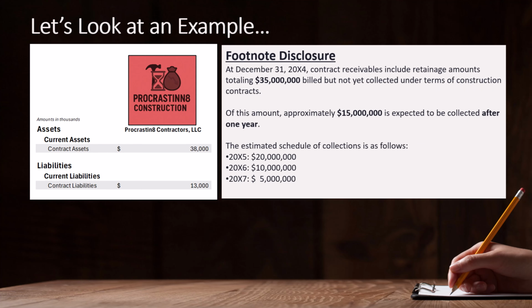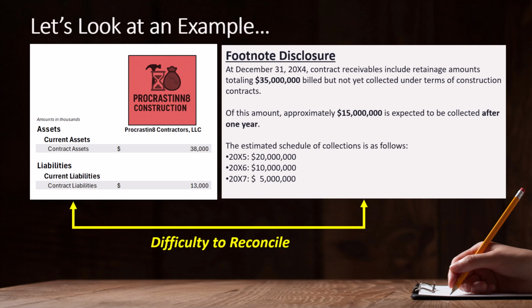Here's an example. So we have our face of the financial statements presentation, contract assets, contract liabilities. We've got our example footnote disclosure. Now, the issue here is it's really difficult to reconcile the amounts from the footnote disclosure into the face of the financial statements because of all the netting that's occurring that we talked about on the previous slide. And so, you run into issues where the users can't figure out how this fits into the larger picture of the face of the financials.